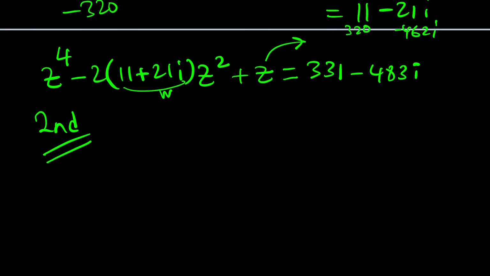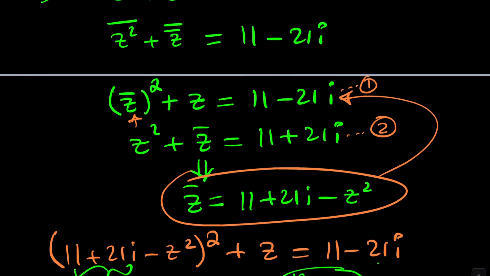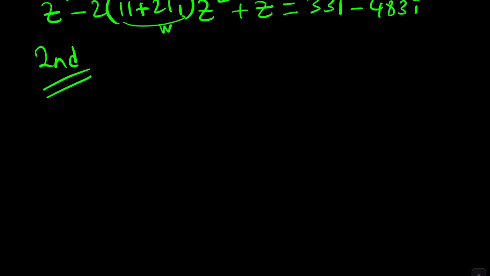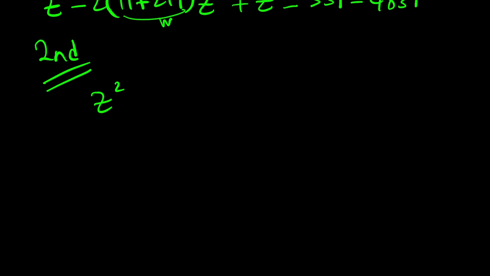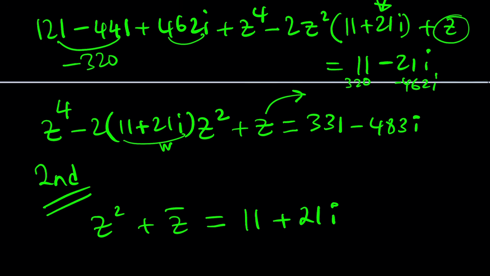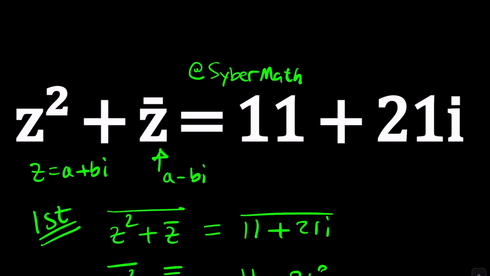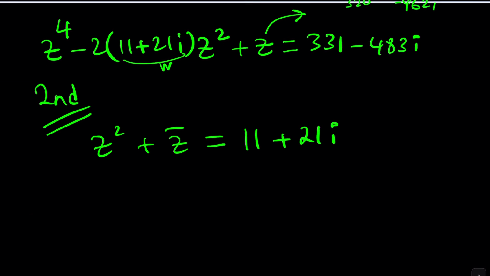Okay, let's take a look. So what is the original problem? I forgot. It was z squared plus z bar, which is the conjugate of z, is equal to 11 plus 21i. All right, great. Now let's go ahead and do something smarter, okay? The first method we used definitely turned into something gigantic, and we just couldn't solve it easily, right?